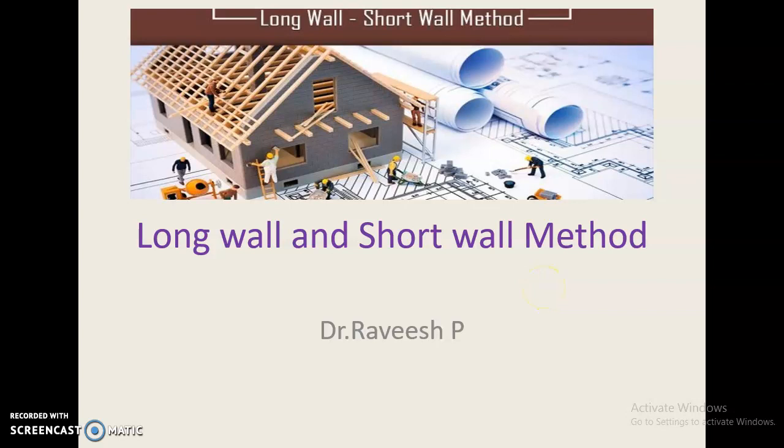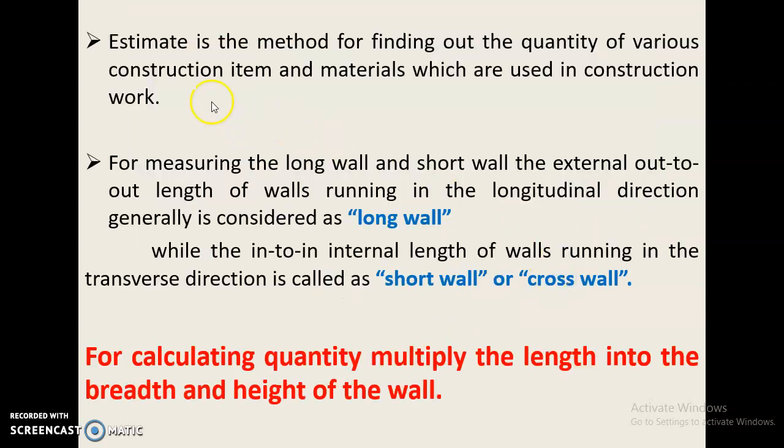Hello all. Let us discuss the long wall and short wall method of estimation. Here, estimation is the method for finding out the quantity of various construction items and the materials which are used in construction work. There are two types of methods of estimation: one is the centerline method, another one is the long wall and short wall method.